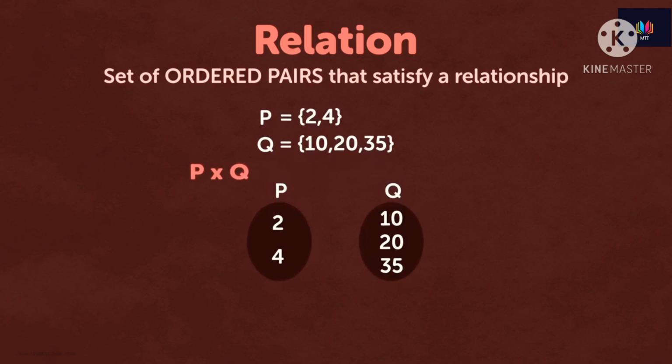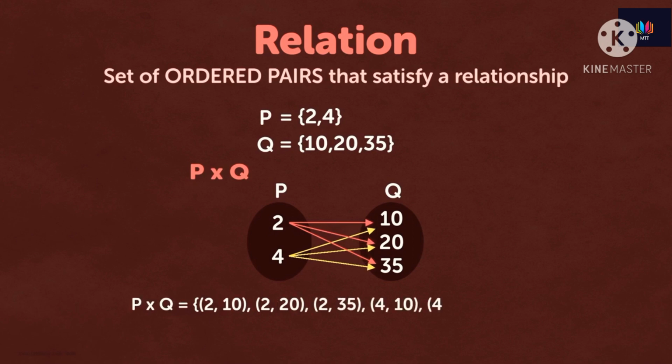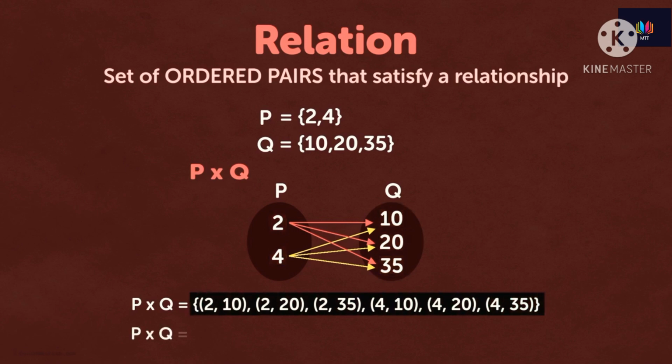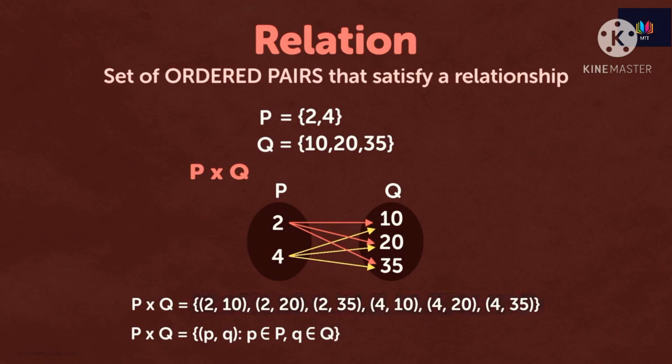Let's use an arrow diagram for the Cartesian product of sets P and Q. So P cross Q is a set of the following ordered pairs. It's 2 paired with each of these 3 and then 4 paired with each of these 3. We get 6 ordered pairs of the form (p, q) where every p belongs to set P and every q belongs to set Q. That's how it can be written in the set builder form.